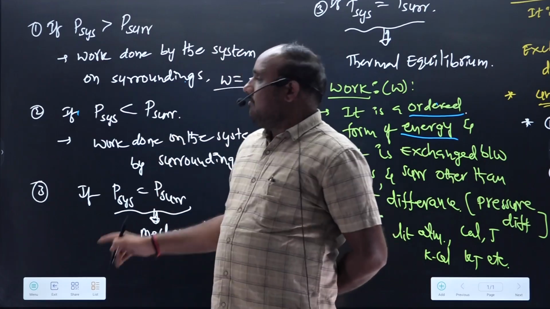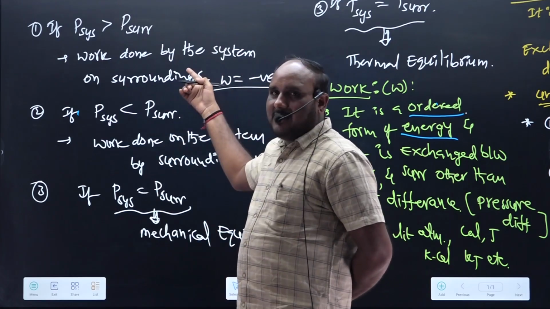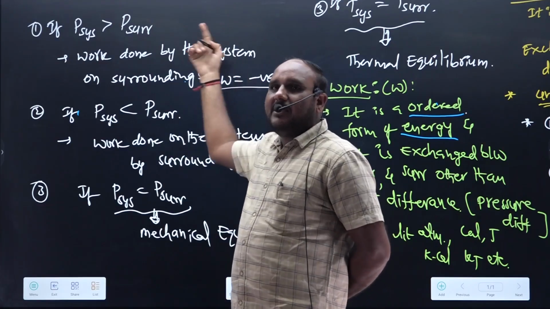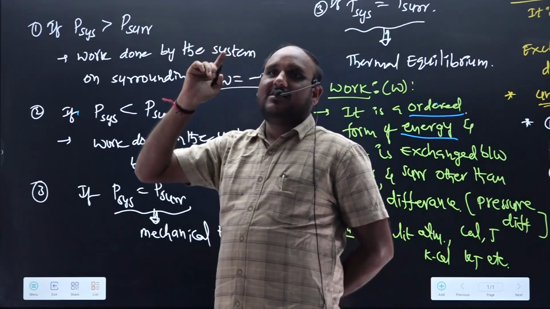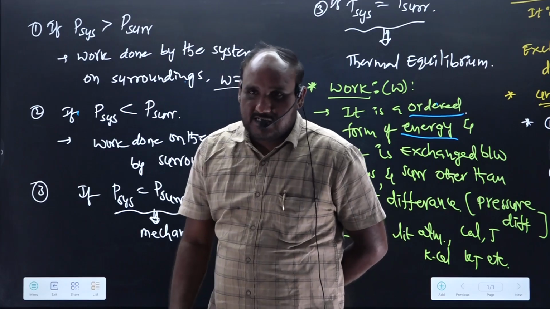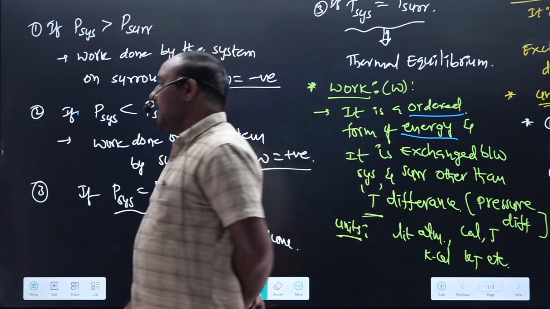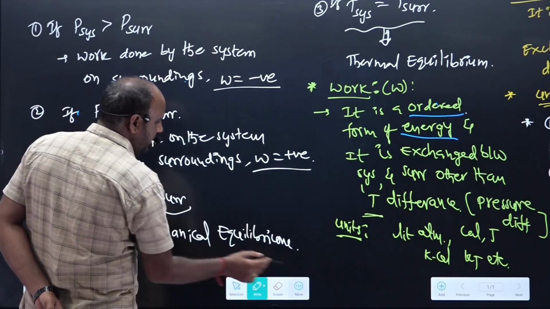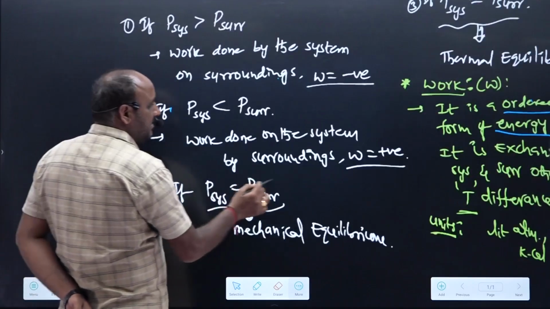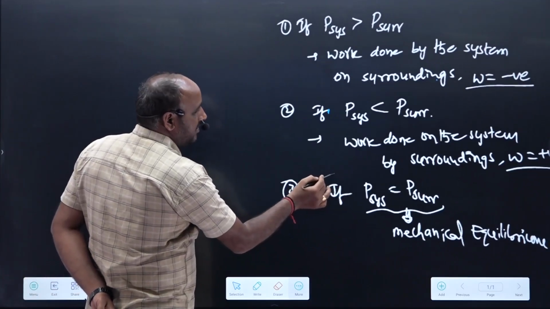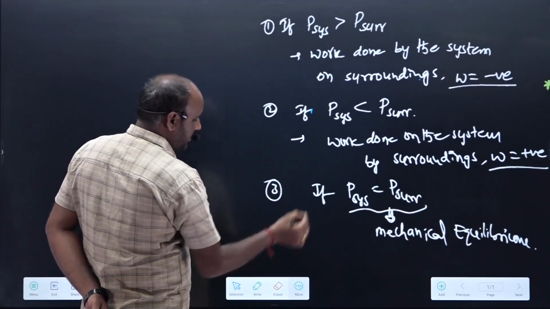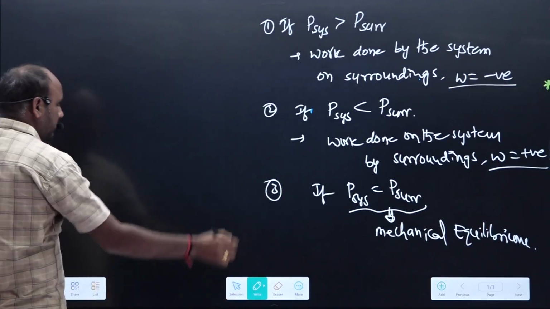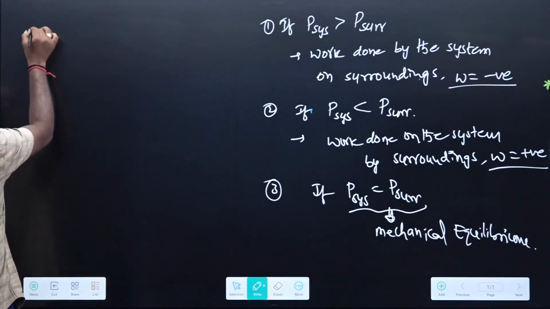So pressure indicates work, and temperature gives heat energy. Heat is a disordered form of energy and work is an ordered form of energy. We have to discuss what is meant by mechanical work, but before that I want to give some notes.